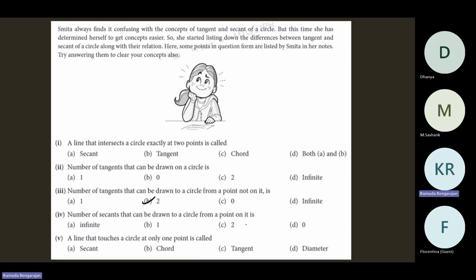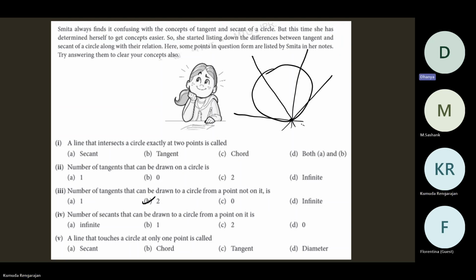Number of secants that can be drawn to a circle from a point on it. So you take a point on the circle. Number of secants that can be drawn to a circle from a point. Yeah, infinitely many. You can draw a secant like this, like this, like this.